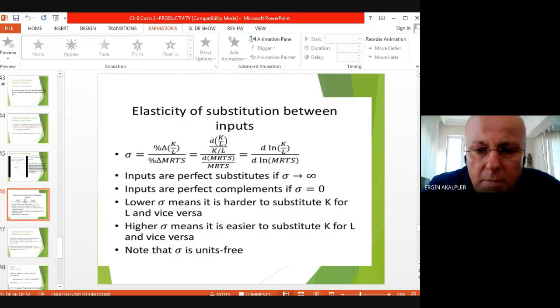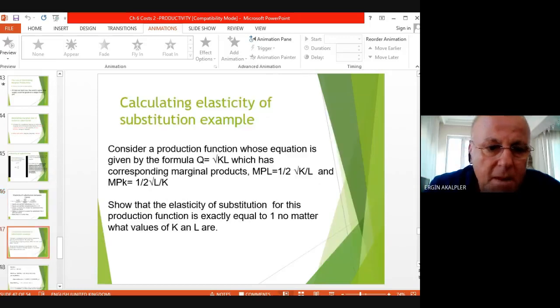Inputs are perfect complements if sigma is equal to 0. And a lower sigma means it is harder to substitute K for L and vice versa. Therefore, if the sigma value is low, then substitution is also very difficult. And a higher sigma means it is easier to substitute K for L. The vice versa is also true. Then we have to note that sigma is unit free.